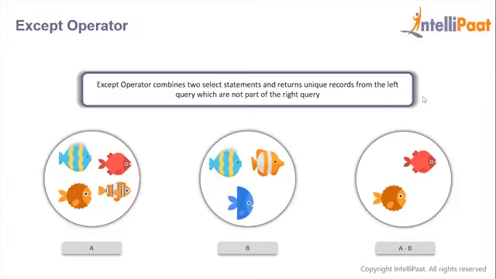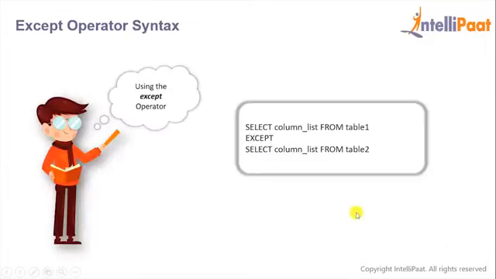So the except operator combines two select statements and returns unique records from the left query which are not part of the right query. For example, if the first select statement returns these 4 fish and the second select statement returns these 3 fish, then the except operator would return us these 2 fish which were part of the first select statement but not the second select statement. And this is the syntax of the except operator.